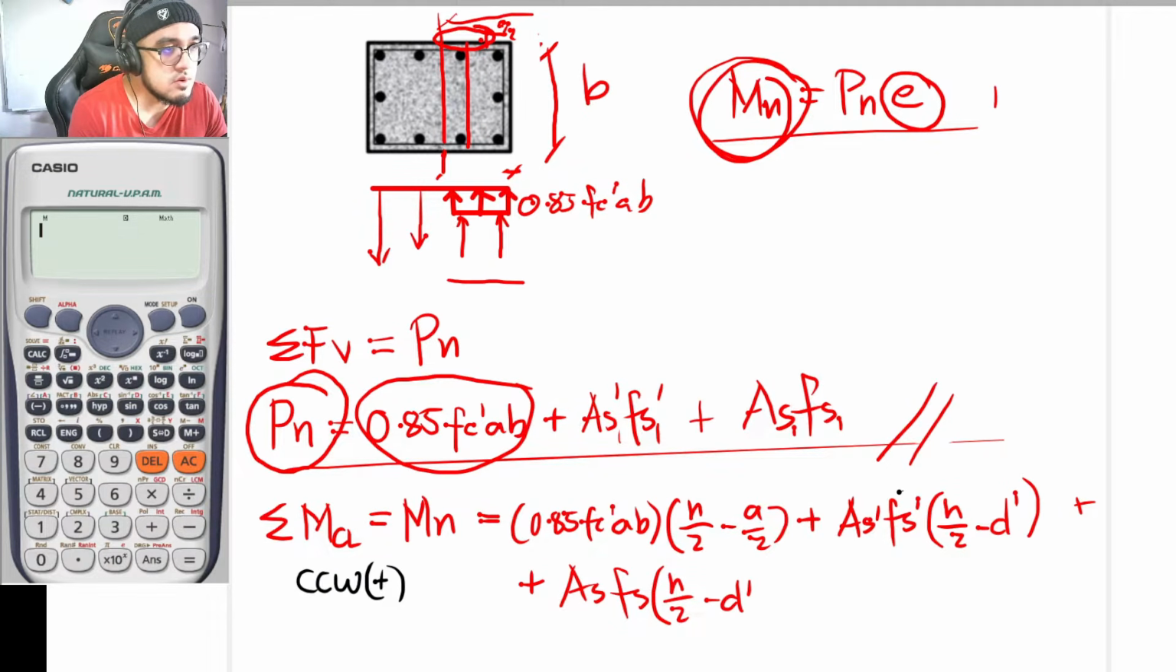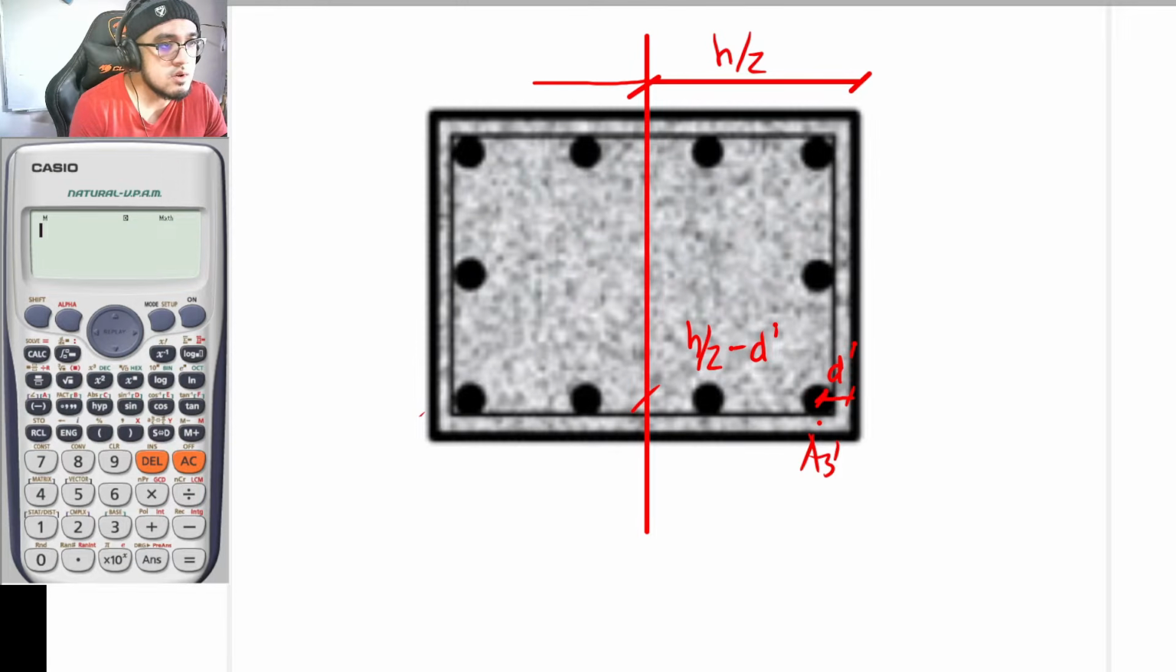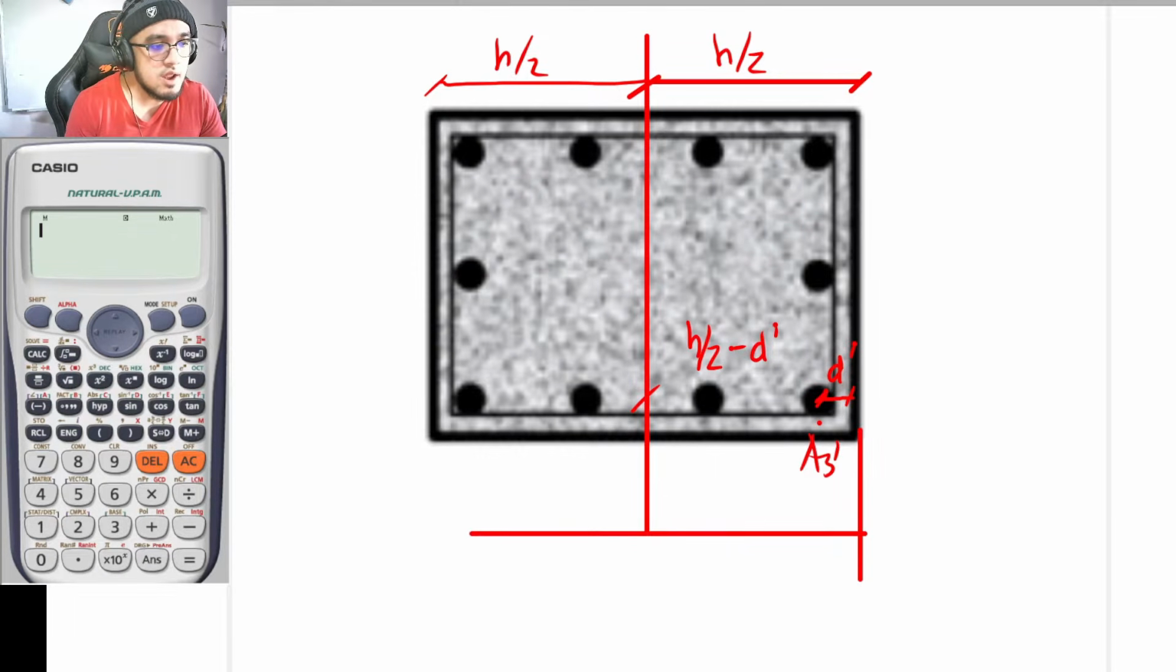So h over 2. This is also h over 2. And I presume that the d prime here is also equal to the d prime here, so I assume that they are to be equal. But if you do not want to draw it that way, this is now to be your d. Of course, from the compression side up until the tension side, if you can remember, that is to be your dt.